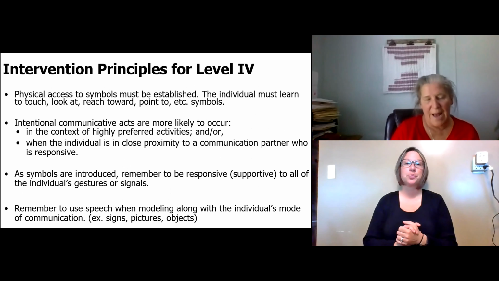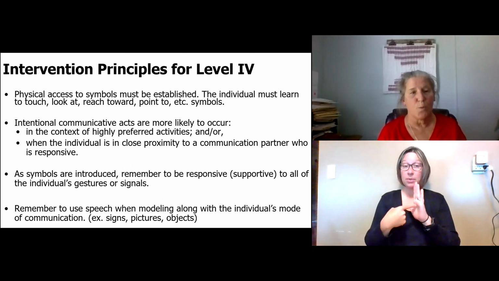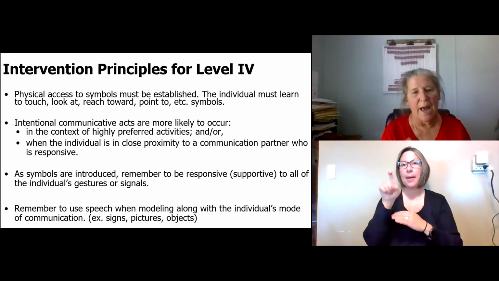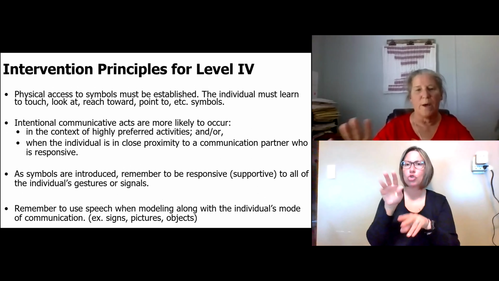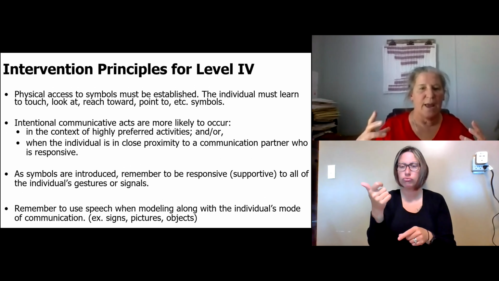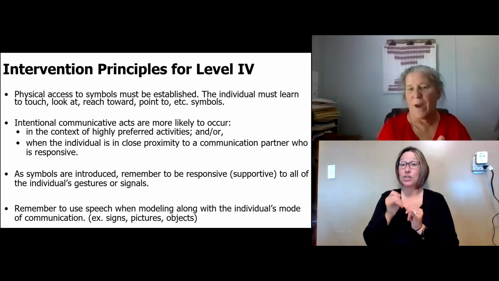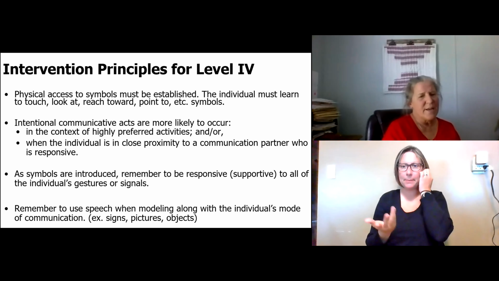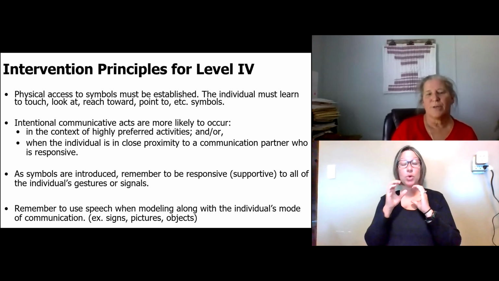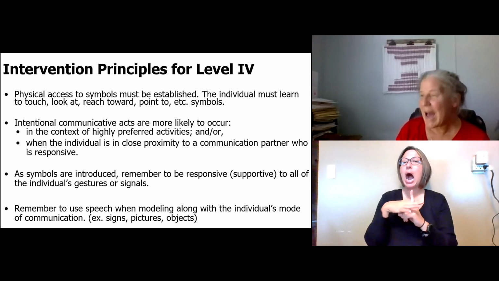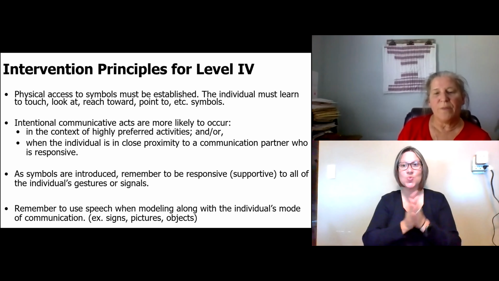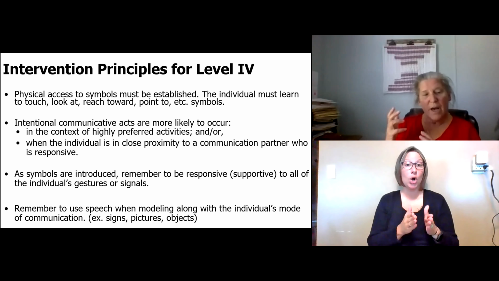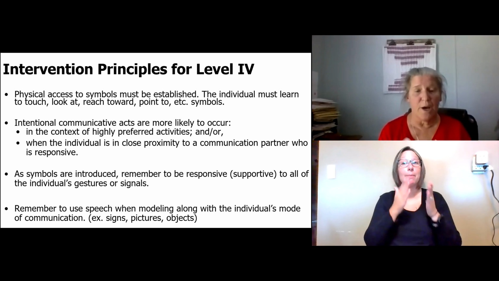Okay, so the physical access to symbols must be established. That's where we really let them have access to it. And they have to learn to touch it, to look at it, to reach towards it, point to it, whatever they need to do. Then they need to learn how to do that as much as recognize the symbol and that it represents something. And the intentional communication acts are more likely to occur in the context of something highly motivating for them, and when they're in close proximity to the communication partner and the partner is responsive. So in this, you've got to be on your game.